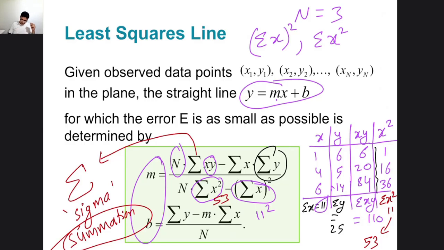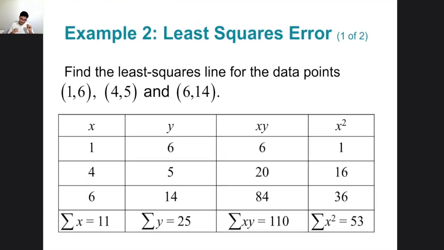Similarly, for the value of b, first you need m. That's why in the formula you first compute m. Then to compute b, take summation y, which is known, 25 here. The value of m you have calculated just now. Summation x, we know it, and n is the number of data points. That is how the formula is.